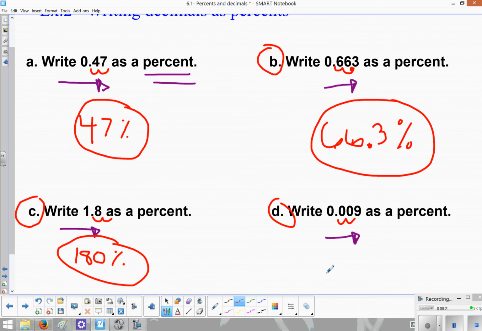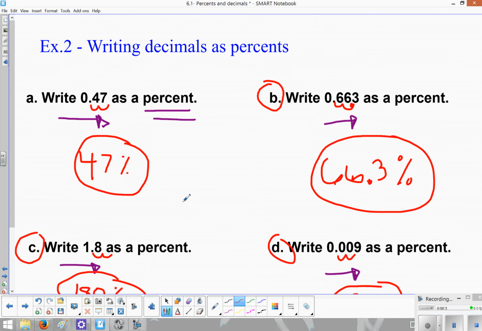So the answer really should look like this. Since we moved it 2 to the right, it's 0.9%, not even 1% yet. Okay, so be careful with B, C, and D when you get these questions for homework. Again, decimals to percent, you move it 2 to the right.